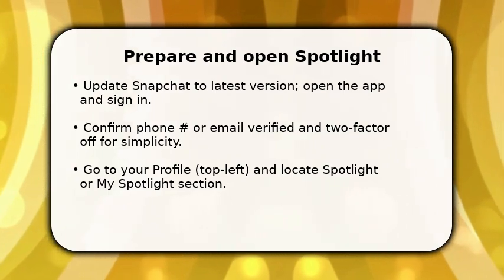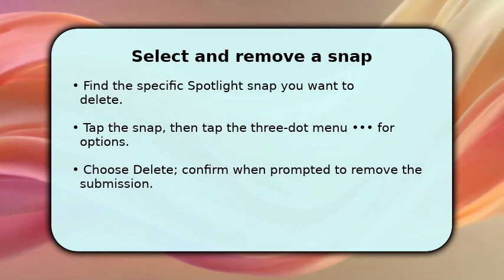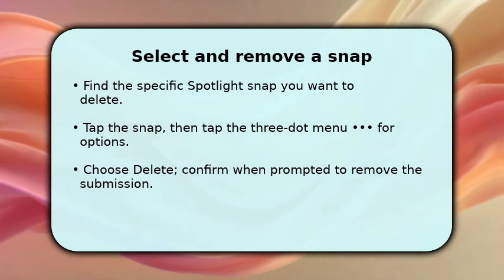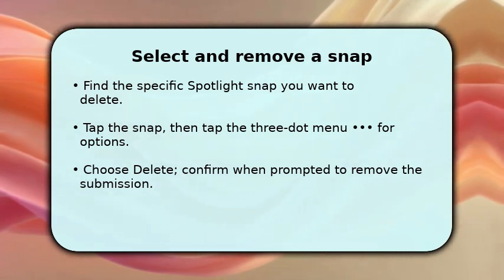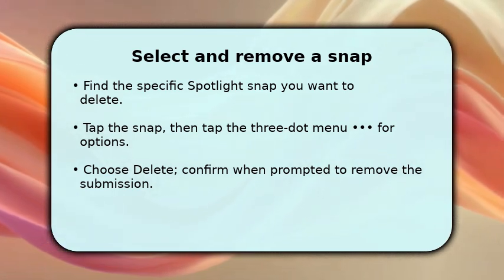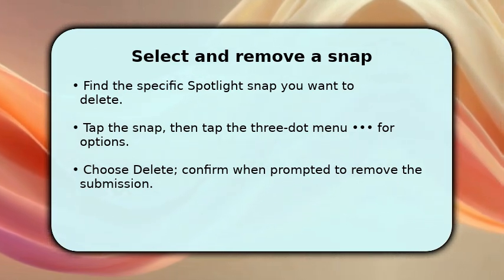Once you see your Spotlight submissions, locate the exact snap to delete and tap it to open. Then tap the three-dot menu in the corner to expose management actions. Choose Delete from the list. Snapchat will ask you to confirm to prevent accidental removal. Confirm the deletion, and the app will remove the Spotlight submission from public view.